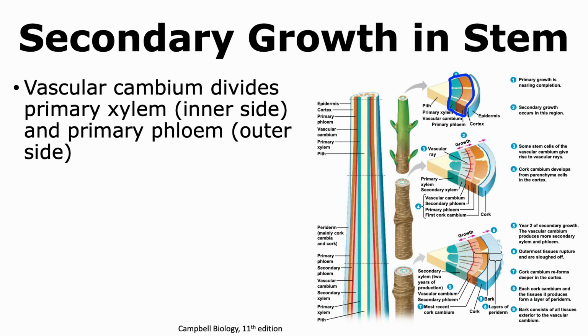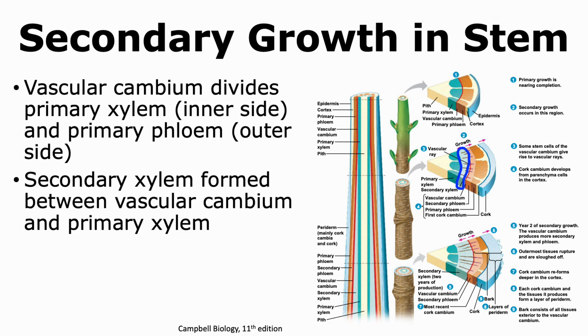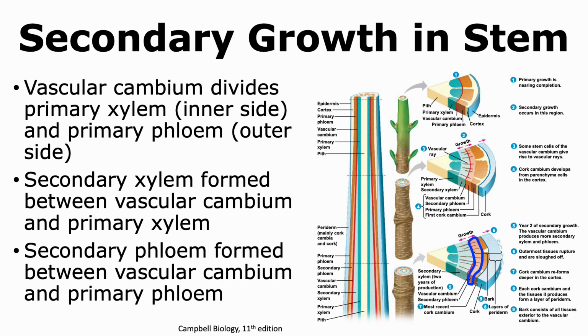Sandwiched between the primary xylem and primary phloem is the vascular cambium. Thus, the vascular cambium can divide the primary xylem, which is on the inner side, and the primary phloem, which is on the outer side. During secondary growth, the secondary xylem is formed between the vascular cambium and the primary xylem. Similarly, secondary phloem is formed between the vascular cambium and the primary phloem. Thus, we are able to see that the secondary tissues are sandwiched between the primary xylem and the primary phloem.